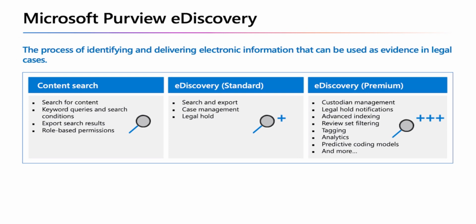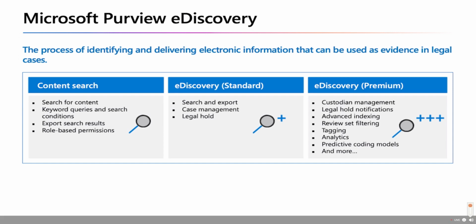Microsoft Purview provides 3 e-discovery solutions: Content Search, e-discovery Standard, and e-discovery Premium. Content Search uses the Content Search tool to search for content across Microsoft 365 data sources and then export the search results to a local computer.